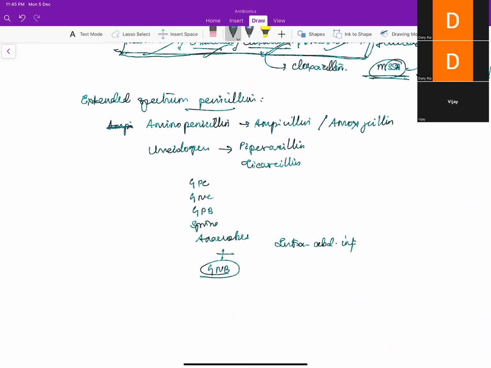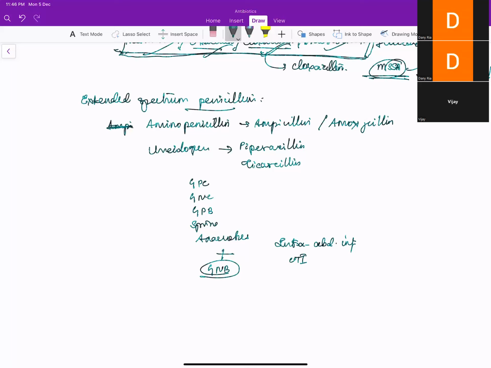Okay. Yeah, got it. Now tell me, penicillin, can it be used for UTI? Plain penicillin. No. Cloxacillin, can it be used for UTI? No. Can ampicillin be used? Yes, because it covers gram-negative bacilli. Now tell me, can piperacillin be used for UTI? Yes. You understood? This is how you decide.